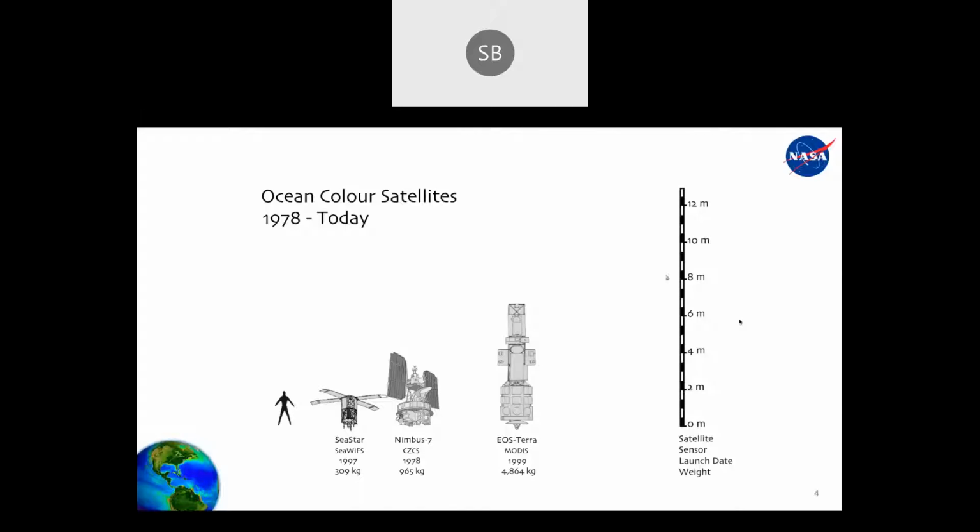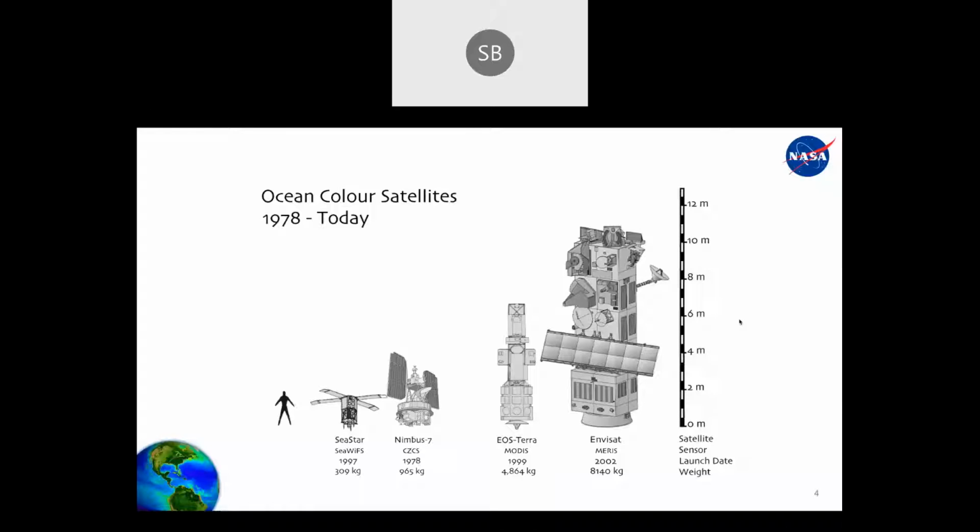In 1999, the Terra platform was launched with the MODIS instrument on board. As you can see, we're getting a little bit bigger here. We went from SeaWiFS at about 309 kilograms and maybe 2 meters in length to the platform of Terra, which is pushing 6 or 7 meters in length and almost 5,000 kilograms.